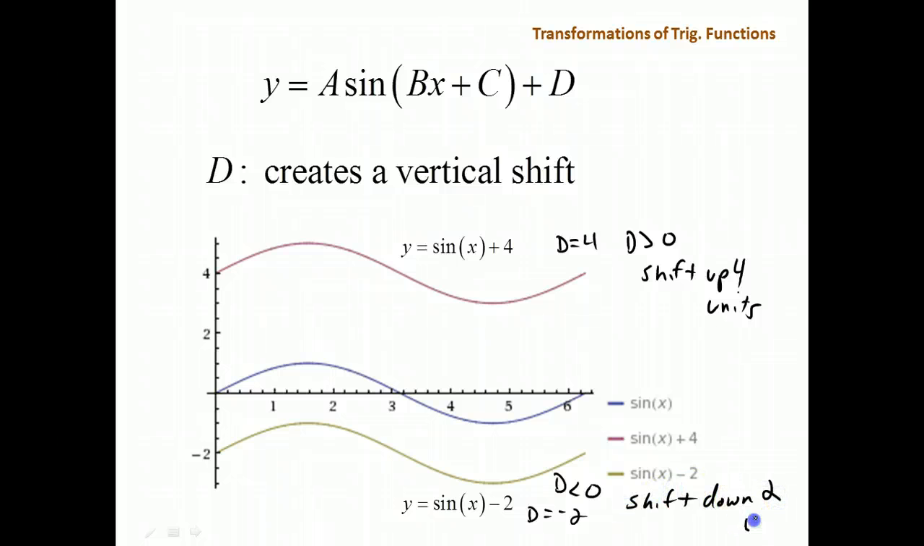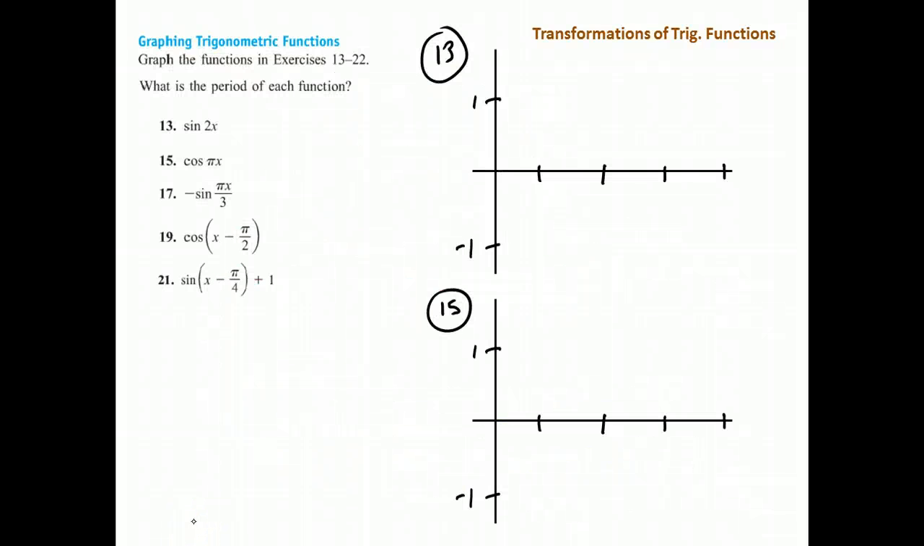Two units. So here's the shift up 4 units, and then here's the shift down 2 units from the normal y equals cosine x graph. Okay. Now let's take a look at maybe combining these together.